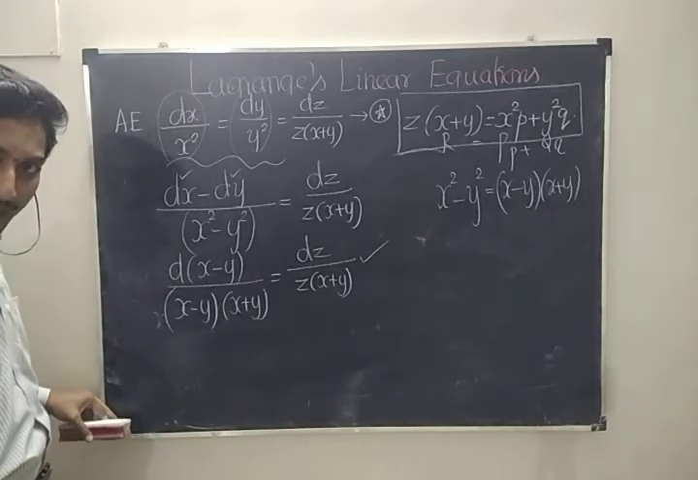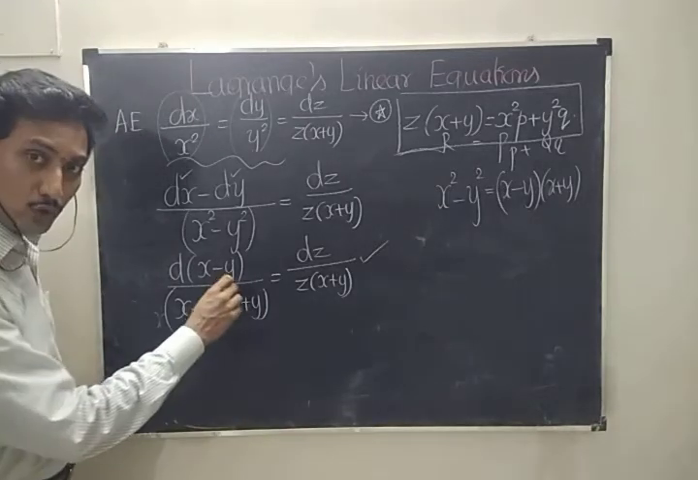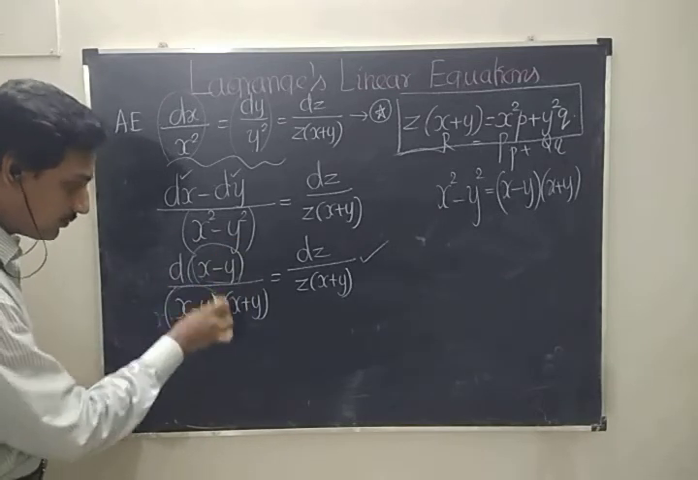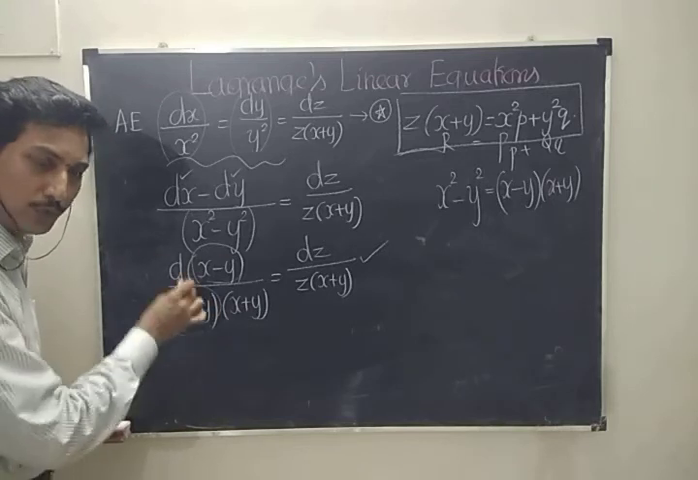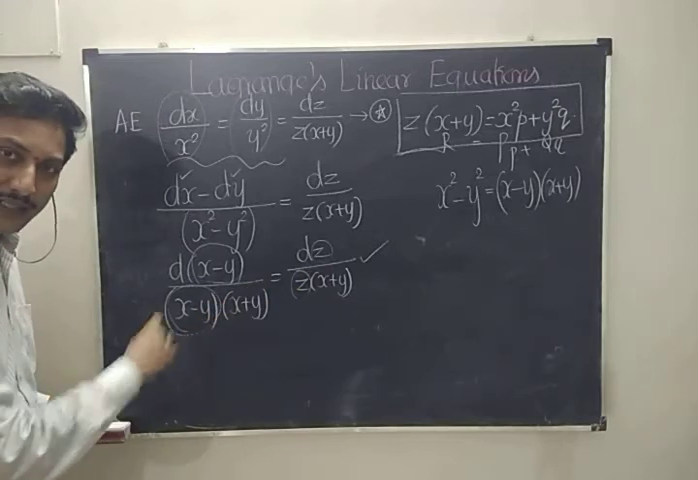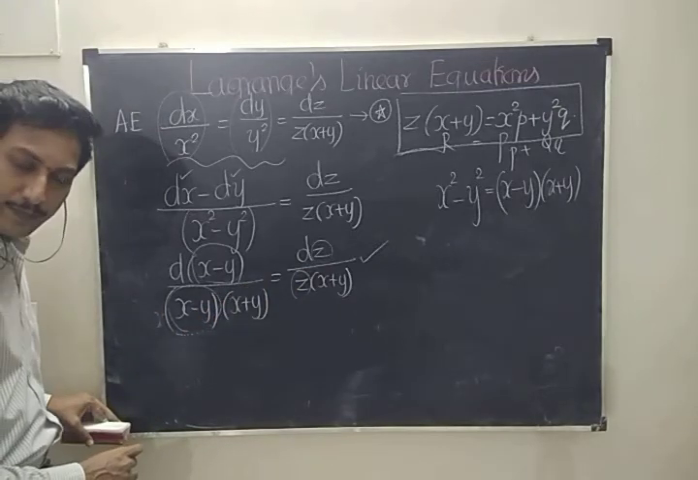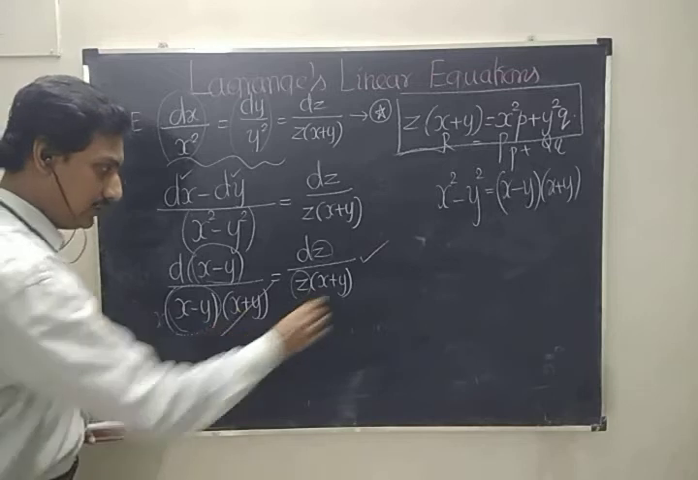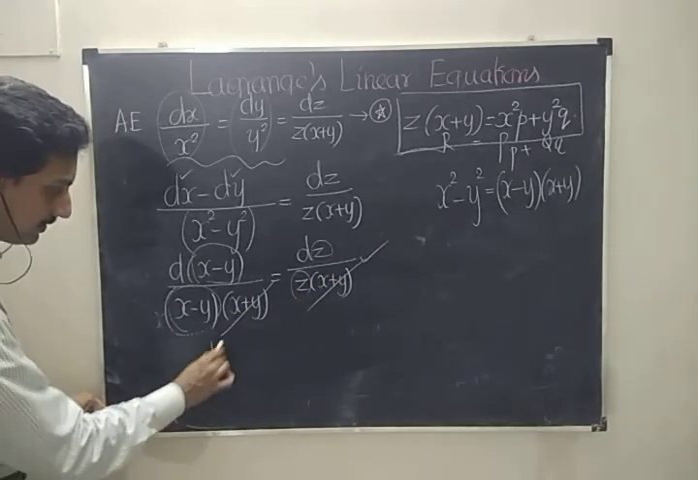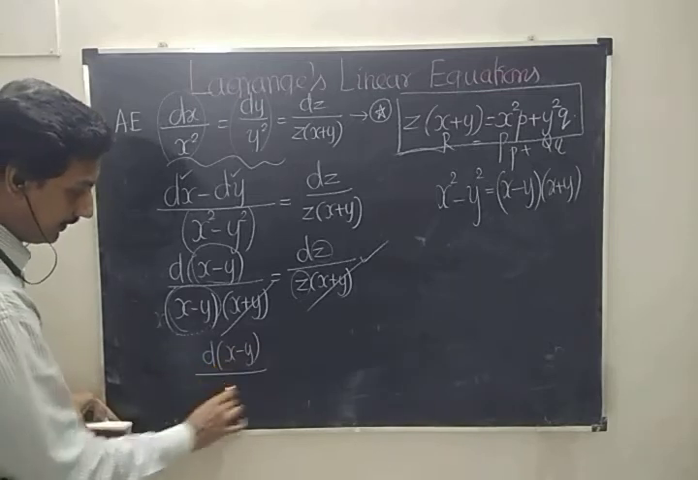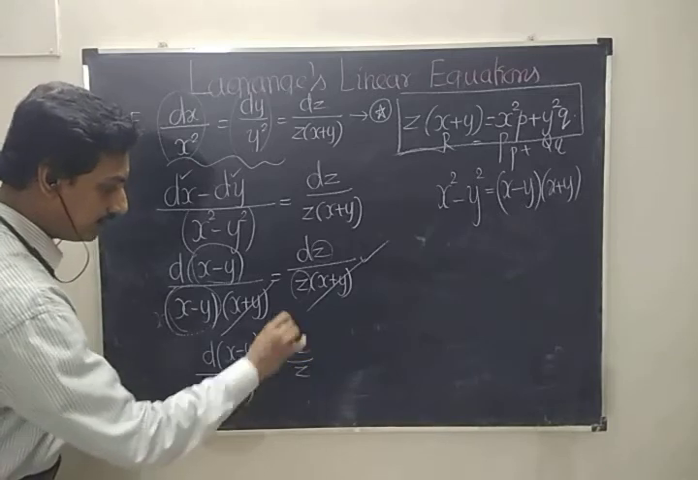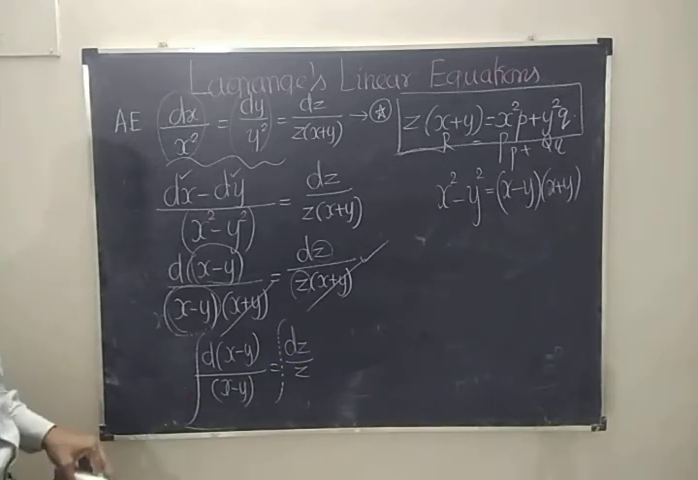Now, after doing this step, I found that I can go for grouping. Let us see that. Here x minus y, here also x minus y. So this is somewhat a group. Here is z, here is also z. Other than this, the x plus y term was present. This term can cancel the x plus y from both sides. So the rest is d of x minus y by x minus y is equal to dz by z. They are grouped now, so do the integration.